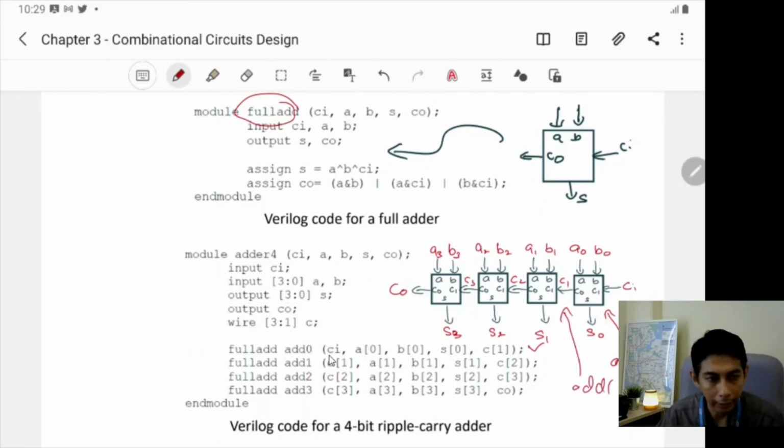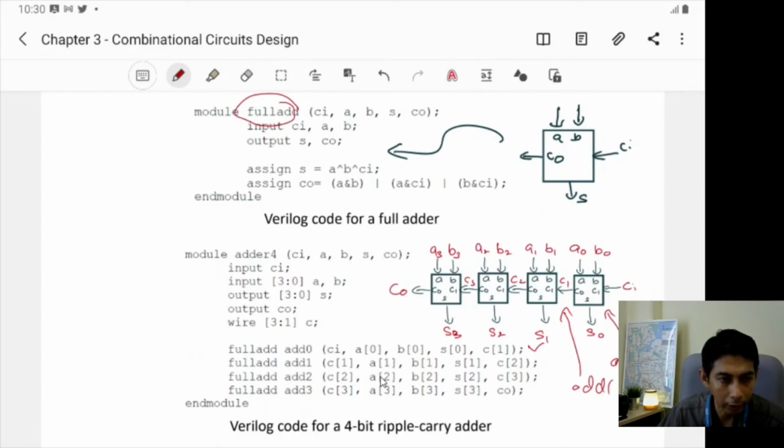Alright. And the name here cannot be the same, because this name represents this unit or module inside this full adder or adder 4-bit module. So again, now Ci in the smaller module here must be connected to what? C1 in the big module here. So that's why we have C1 here.